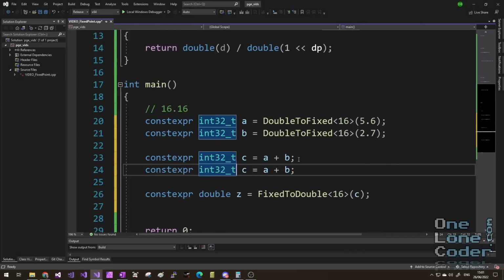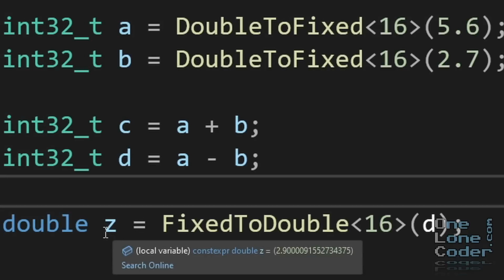Let's do another one, but this time we'll do some subtraction. D is minus. We'll have a look at what the end result is there. 2.9.